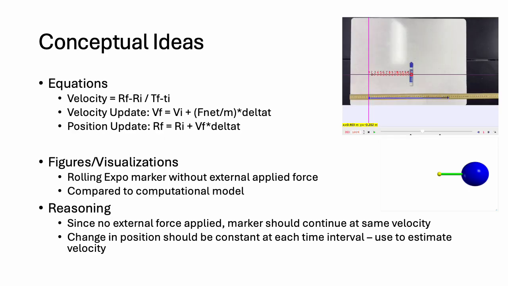So the conceptual ideas that we're using are the definition of velocity, r_f minus r_i divided by delta t. And then from Newton's second law, we have derived the velocity update equation and position update. For our models, we are using a rolling expo marker where the marker was pushed in essentially first, and then we are only recording from the time at which it is rolling without any more external force being applied to it, and tracking position, and then comparing that to the computational model of just the ball moving to the right as the time frame progresses.